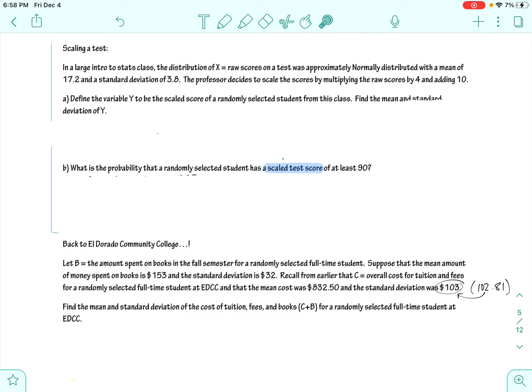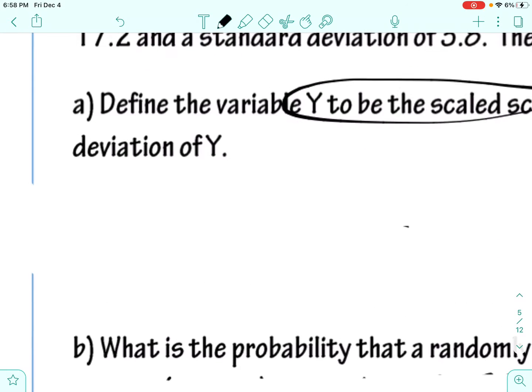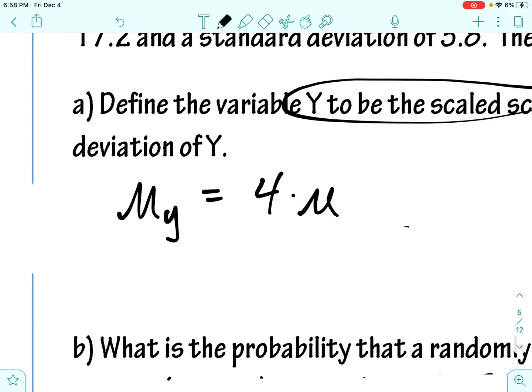So define the variable y. Keep in mind, x is the raw score and they want y to be the scaled score. Pay close attention to that, because the letters that you use are really important. You have to be very diligent. So find the mean and the standard deviation of y. We are multiplying all the raw scores by 4 and adding 10 to all the raw scores. So I'm going to define my mean of y as 4 times the mean of x plus 10. Whatever my average is, I'm multiplying it by 4 and adding 10.